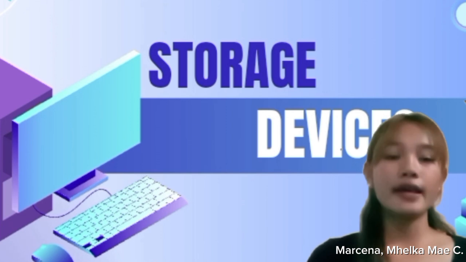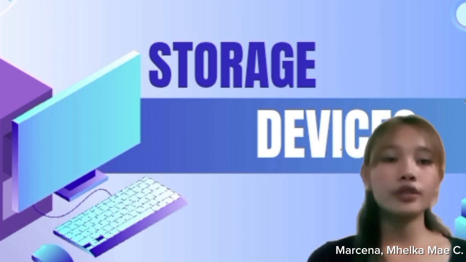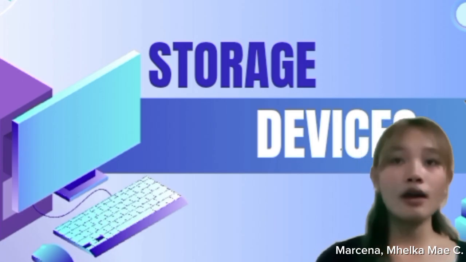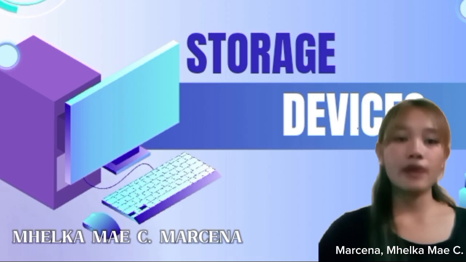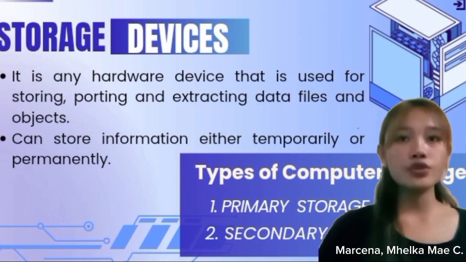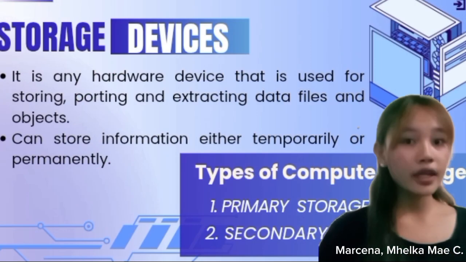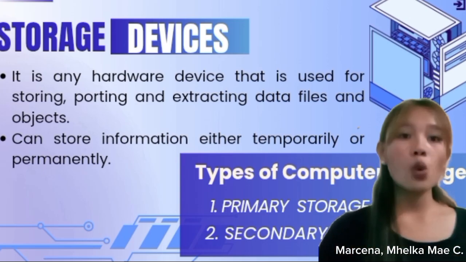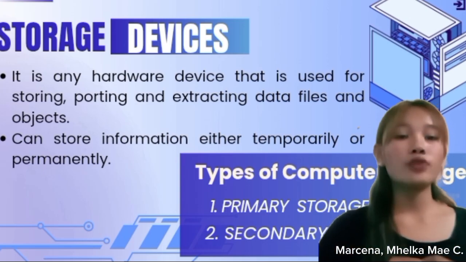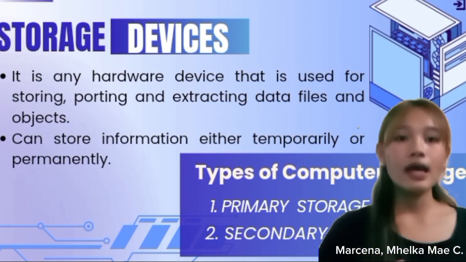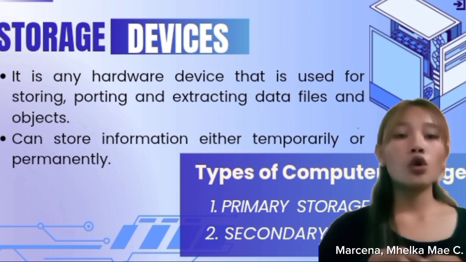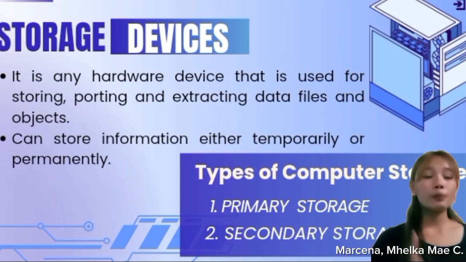I am Malcolm Marcena and I will be continuing to discuss the important components of a computer system. First we have the storage device. What is a storage device? It is any hardware device used for storing, transferring and retrieving data, files or objects. These devices can store information either temporarily or permanently, and can be inside or outside the computer. Let's look at the types of computer storage. There are two main types, the primary storage and the secondary storage.